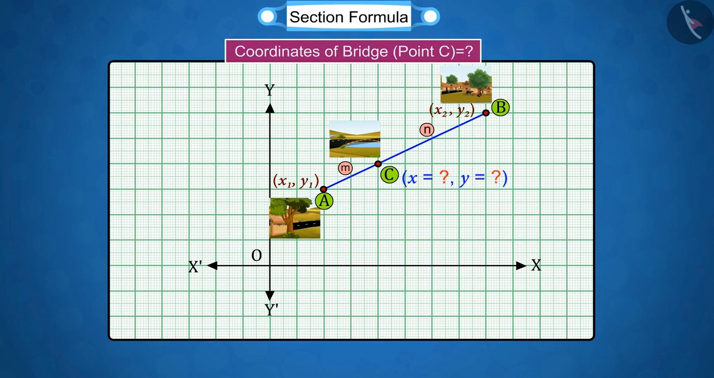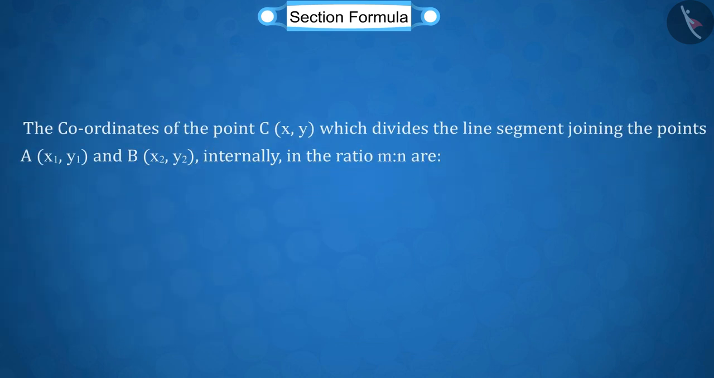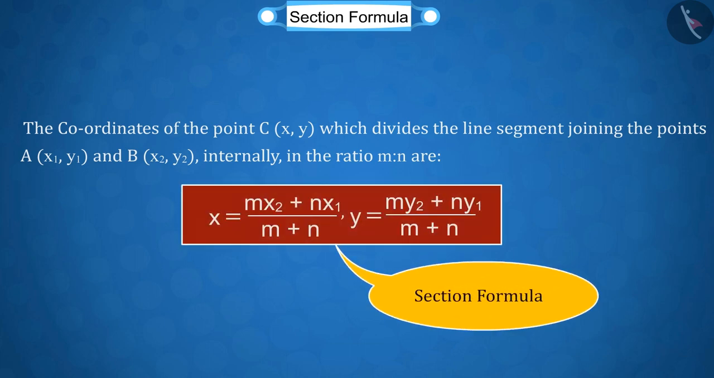So we can say that the coordinates of the point C where the bridge is to be constructed are x equals (mx2 + nx1) upon (m + n), y equals (my2 + ny1) upon (m + n). We saw that the line segment AB that connects the two points A and B is internally divided in the ratio m is to n by the point C, whose coordinates are these, which is also called the section formula.